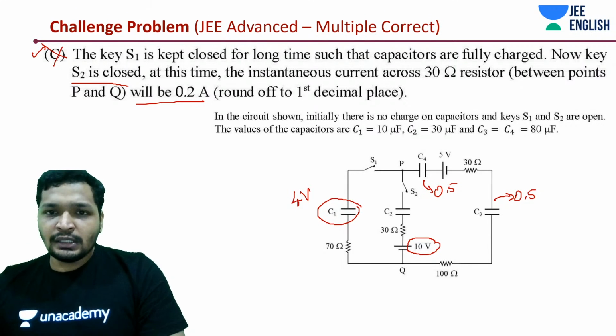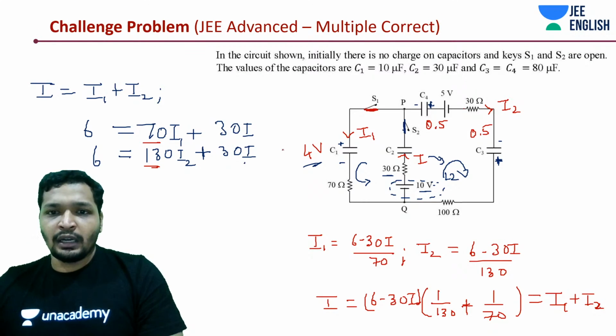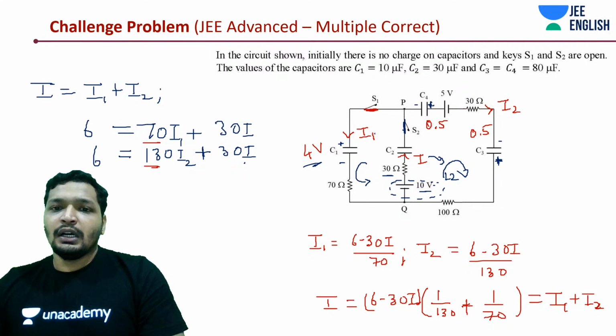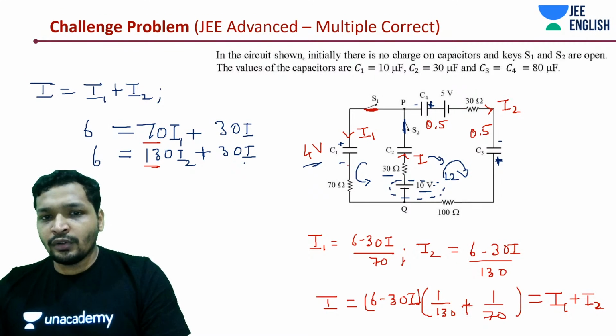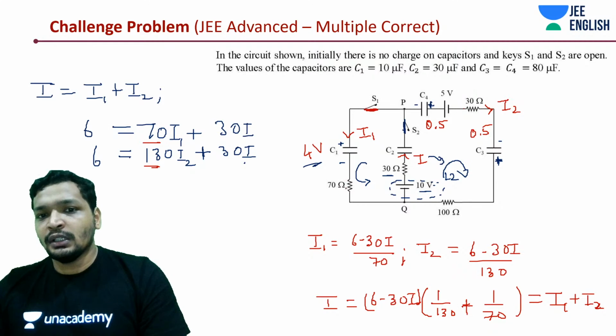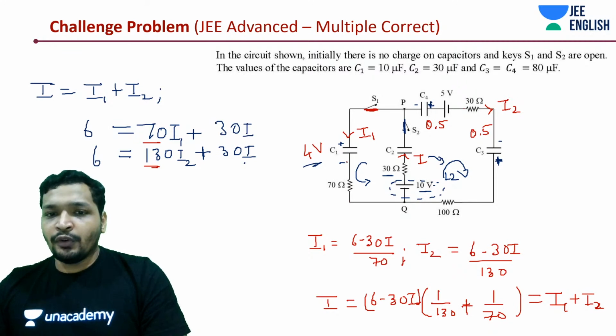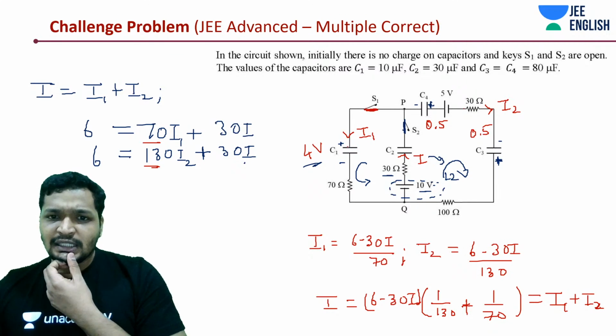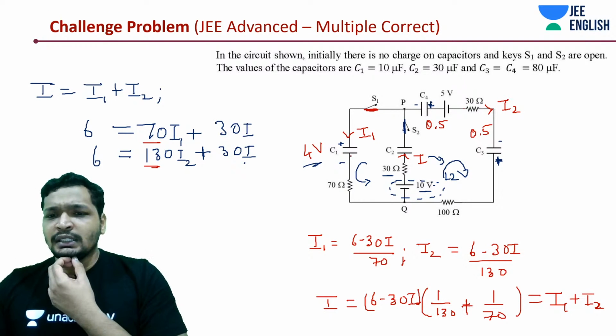You can calculate it once and check it out. Basically, you need to write down both the equations. Initially, when it is closed, this would drop 4 volts. This would be 70 I1. And 10 minus 4, that's going to be 6. In this direction, this is positive, okay, this is negative.